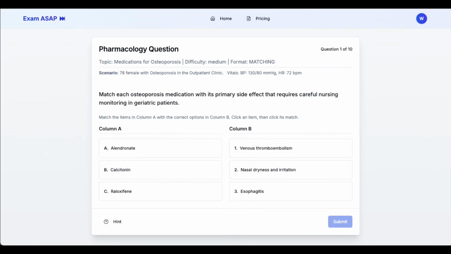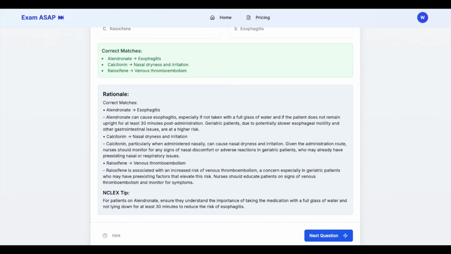Without further ado, let's start the pharmacology questions. This question is a matching question. Match each osteoporosis medication with its primary side effect that requires careful nursing monitoring in geriatric patients. The correct matches are as follows. Alendronate with esophagitis, calcitonin with nasal dryness and irritation, raloxifene with venous thromboembolism.